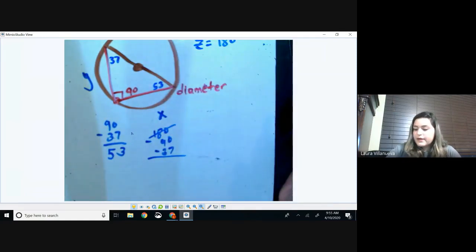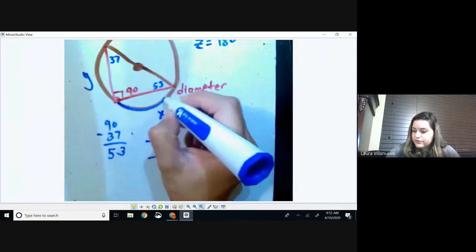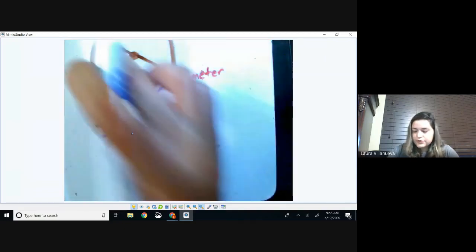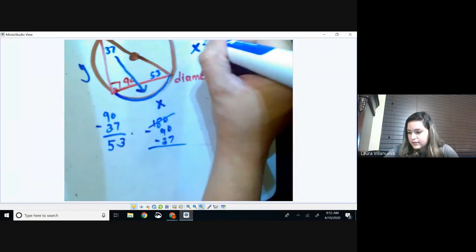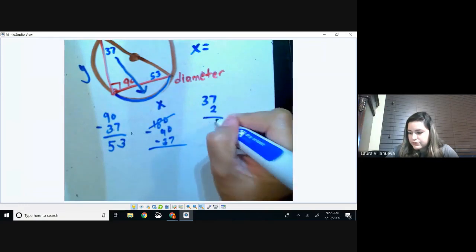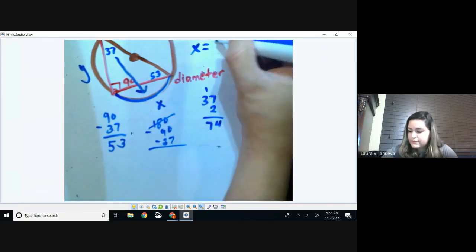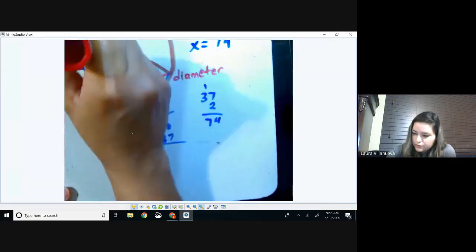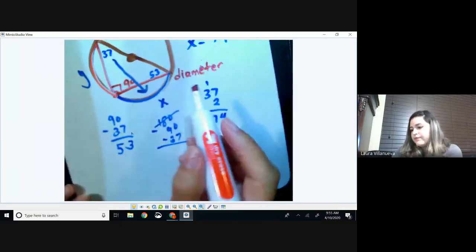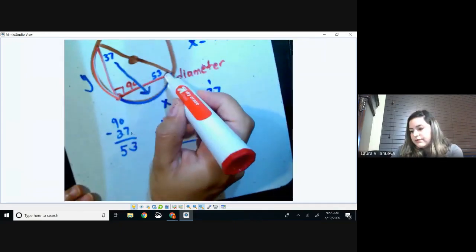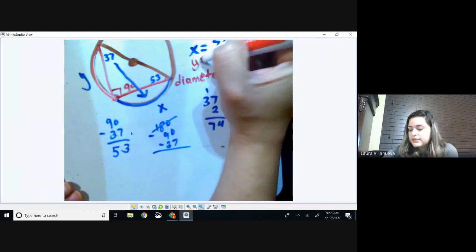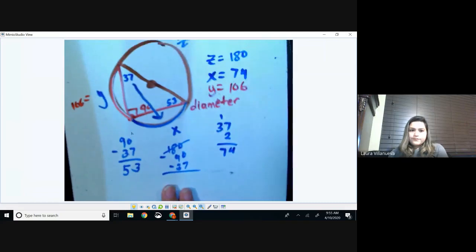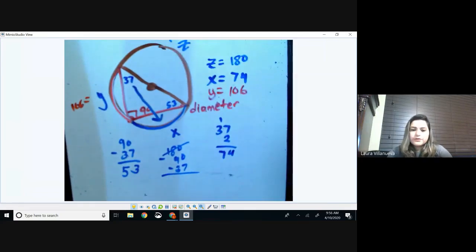So then if I have this one double, this one is double that one. X is double 37. So X is going to be 37 times 2, 74. And we know that Y, now this one is double the 53. So then Y is going to be 106. Okay? And that's pretty much it for the notes.